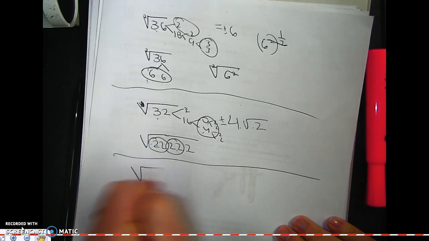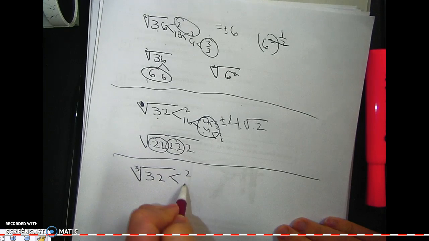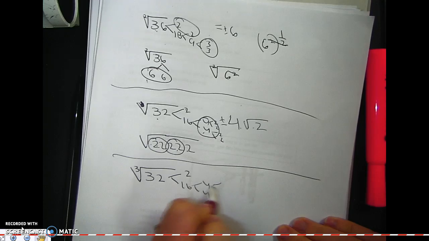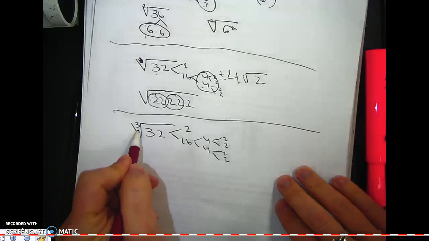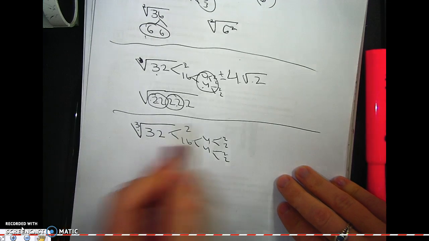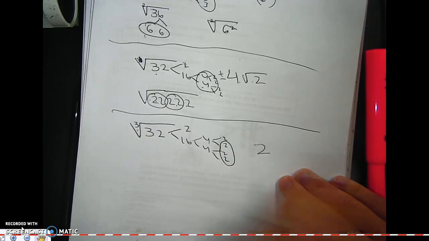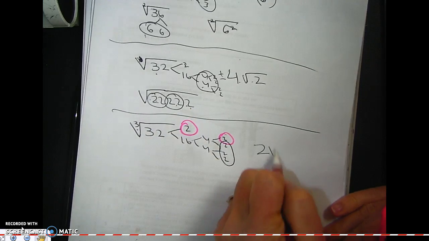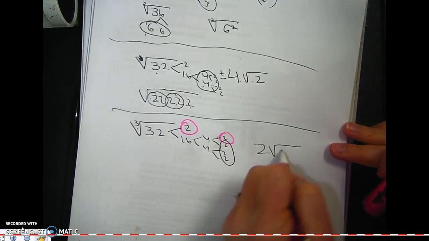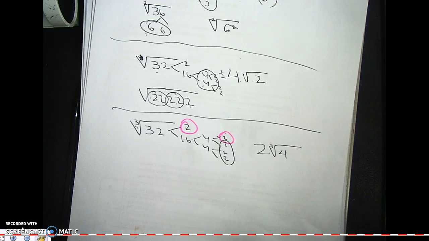But what if this time I had the cube root of 32? And I play the same game. I go 2, 16, 4, 4, 2, 2, 2, 2. This time what I'm trying to do is not find groups of 2, I'm trying to find groups of 3. So if you look, I have one group of 3. That's what goes on the outside. But then I'm still left with this 2 and this 2. Just like this one went in the radical, this one stays in it. But 2 times 2 is 4, and then cube root of 4. It's an odd root, so done.